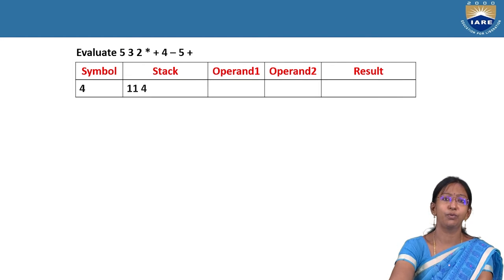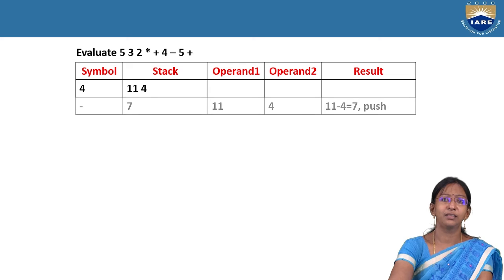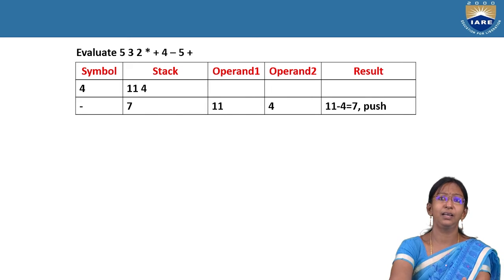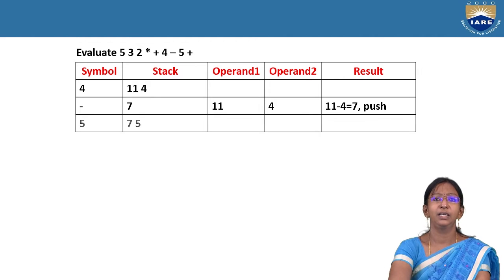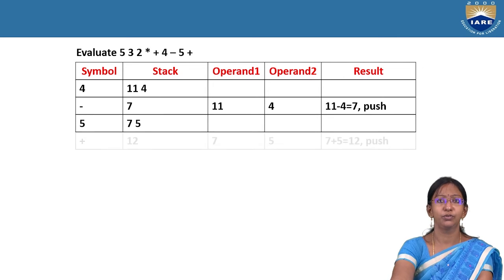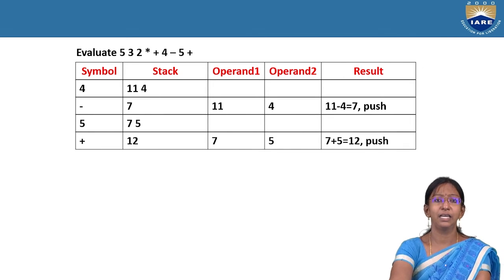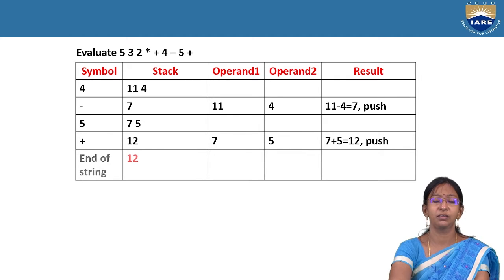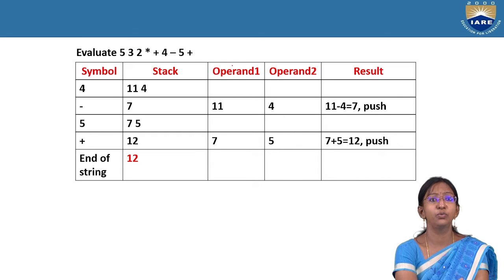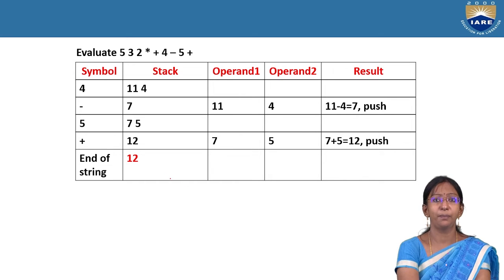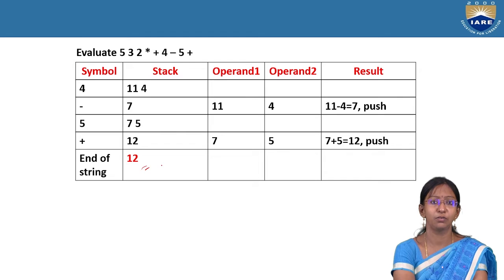Next is 4. Push. Next, subtraction. Subtract 11 minus 4, which is 7. Push it into the stack. Next is an operand 5. Push it into the stack. Next is addition. Pop 2 elements. Perform addition. Push the result. So end of the postfix expression, and there is only one element in this stack, which is 12. So it is a perfect evaluation, and the result of the postfix expression is 12.